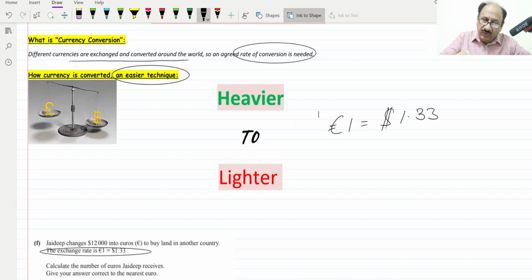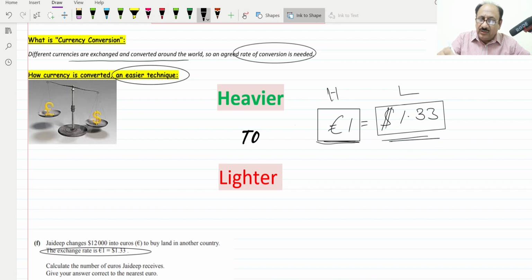Now from here you can identify which one is the heavier and which one is the lighter currency. How will we identify? If we have 1 euro, we will get how many dollars? We will get more than $1. It means this is the heavier currency and this is the lighter currency. So identification is very important.